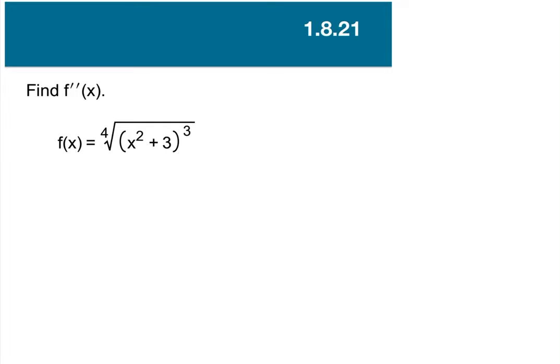We have this question that comes from Calculus for Business. This comes from section 1.8, question 21, and we're asked to find the second derivative. So, let me see. We have this f. First thing we'd like to do is rewrite it as a rational exponent.